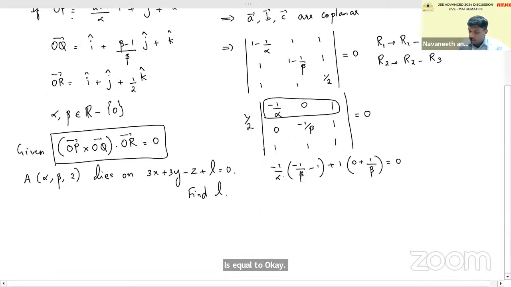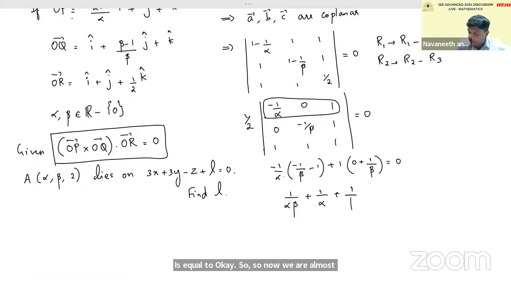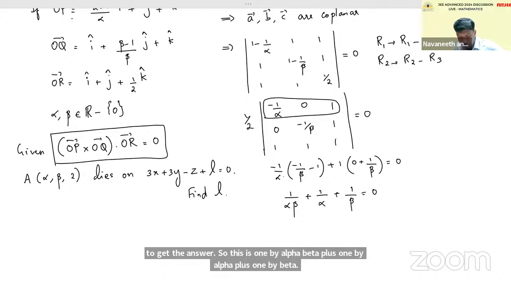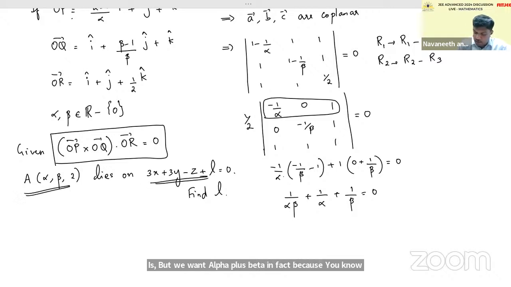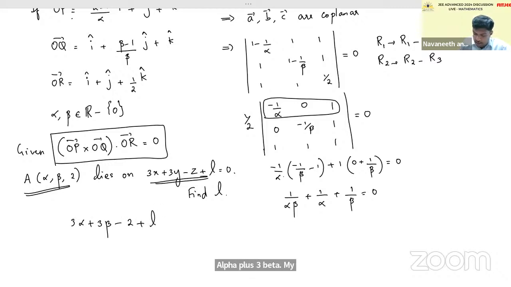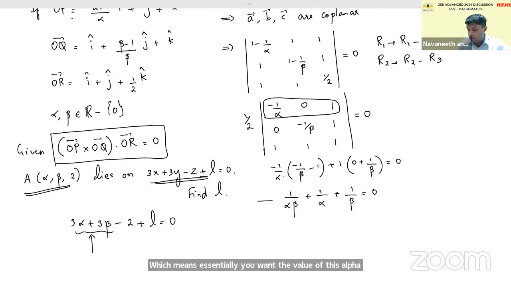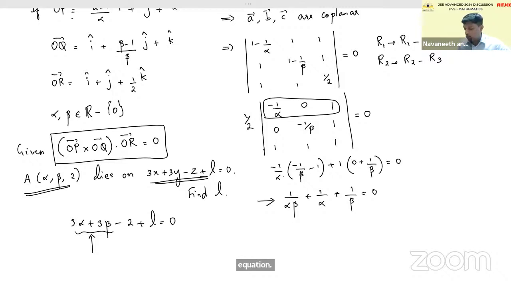So now we are almost there, about to get the answer. This is 1 by alpha beta plus 1 by alpha plus 1 by beta is 0. But we want alpha plus beta, because you know that the point A lies on this plane, which means in fact 3 alpha plus 3 beta minus 2 plus L is 0. We want to find the value of L, which means essentially you want the value of alpha plus beta. And that can be easily found from this equation. How to find alpha plus beta from this equation?